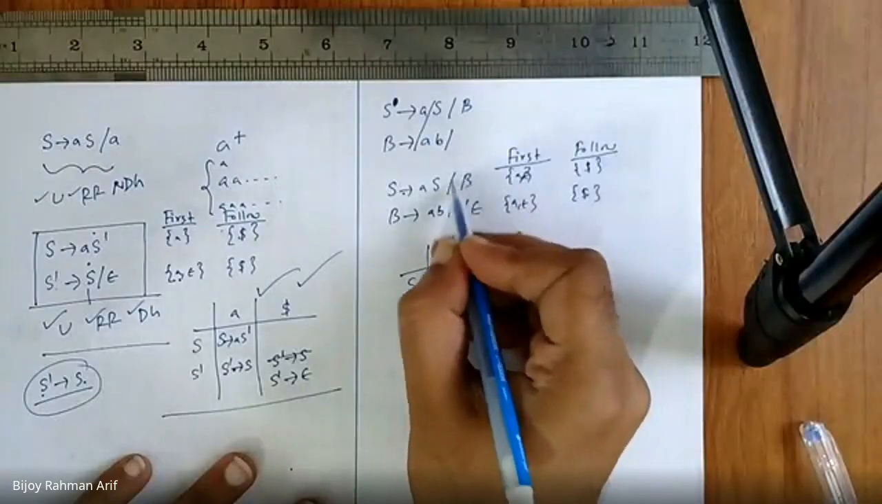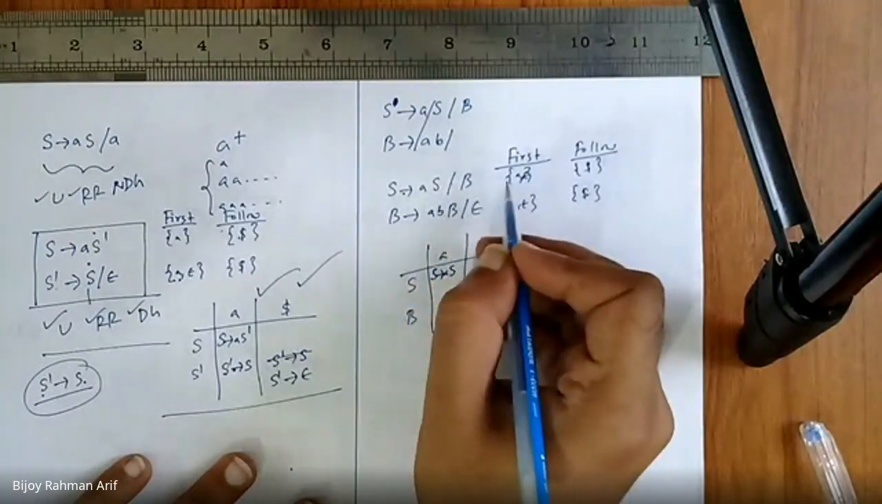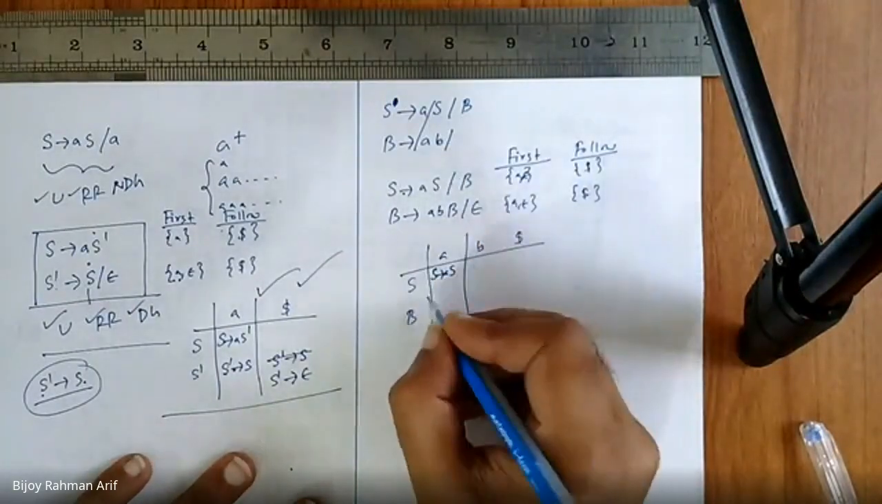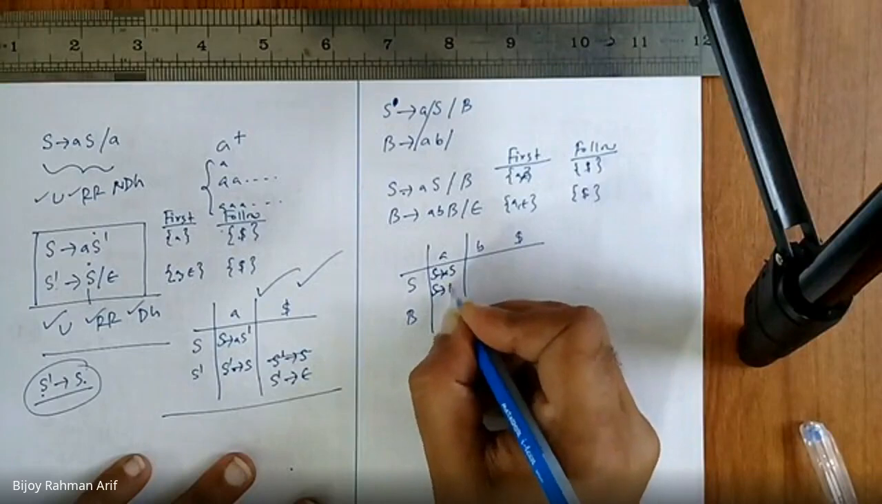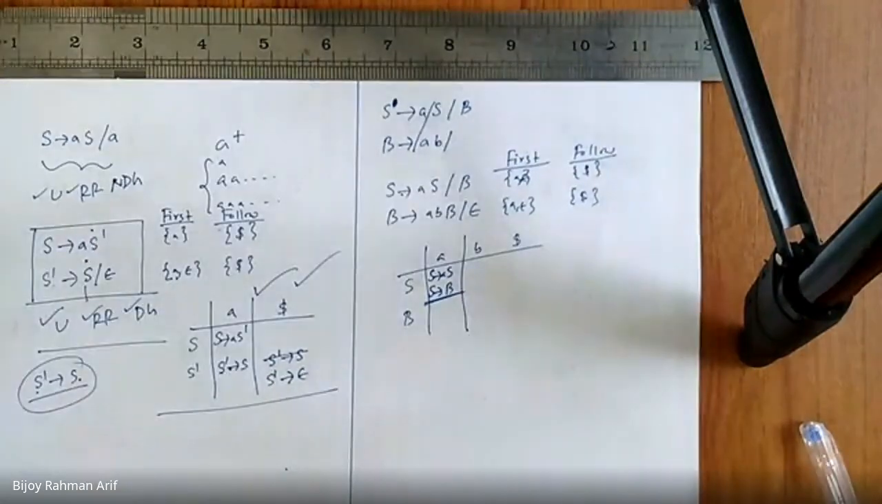And why should I put the second rule? S derives B, first of B. What is first of B? Again, so now what happened? Same cell, there are multiple entries. What can you do?